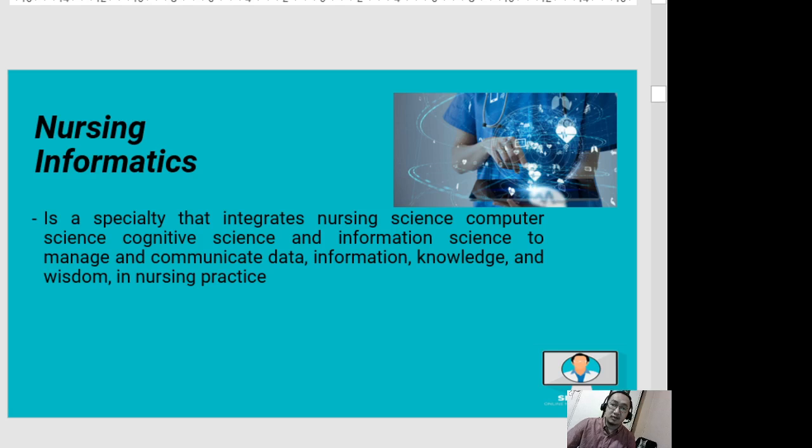Another definition: nursing informatics is a specialty that integrates nursing science, computer science, cognitive science, and information science, including also the management and communication of data for information, knowledge, and wisdom in nursing practice. So nursing informatics facilitates the integration of data, information, and knowledge to support patients, nurses, and other providers in their decision making in all roles and settings, where the goal really is to have better, safer patient care.